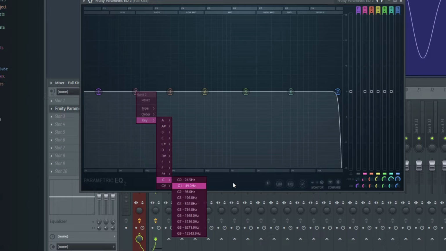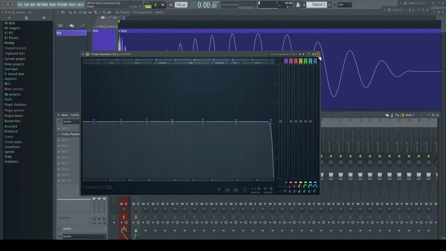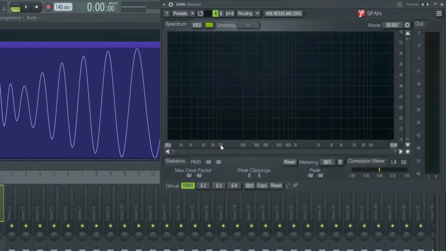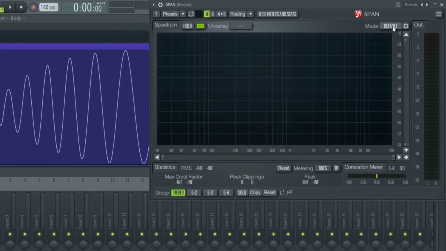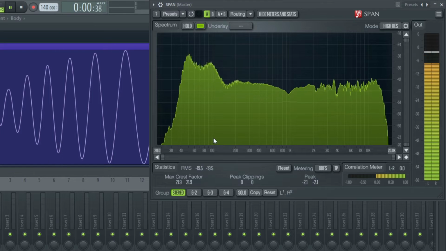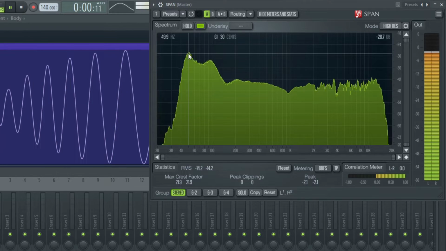That's the reason I personally like to use specialized plugins for this job. In Span, it's easy peasy. Set it to the high resolution mode, play the kick, hover again with your mouse over the right spot, and we got a clear readout with all needed information.